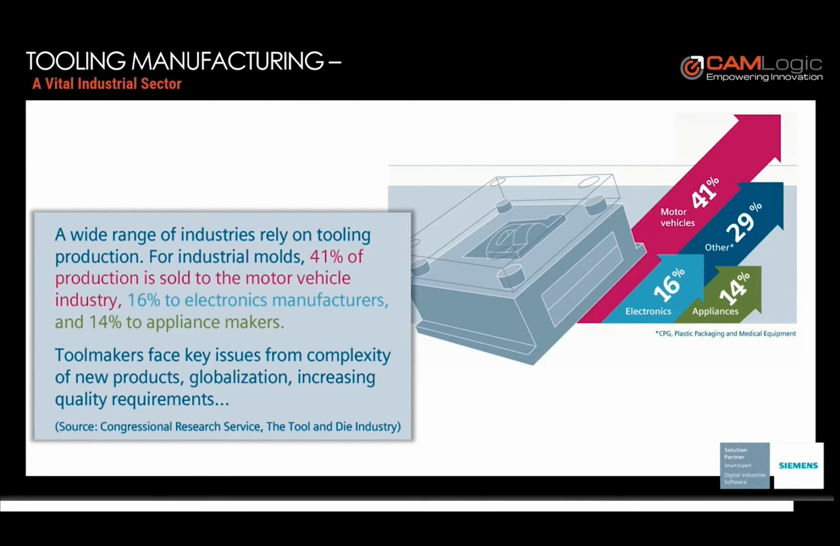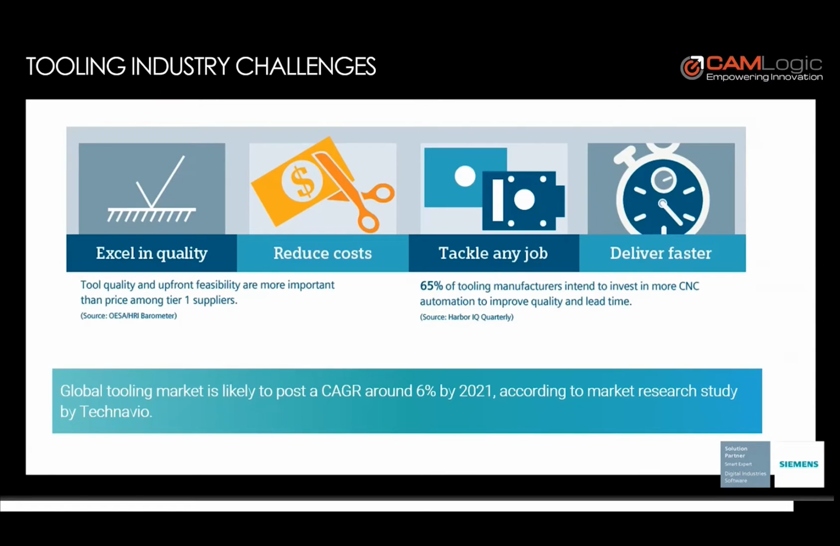Taking a look at the series we're going to start with today, which is our mold tooling. Taking a look at industrial molds, approximately 41% go to the automotive industry, 16% to electronics, and around 14% go to appliance manufacturers. So tool makers are always facing issues with complexity, new products, globalization, and increasing quality requirements. Today's manufacturers are under a lot of pressure, right? Your customers are demanding, even expecting, higher quality, better accuracy, and consistency.